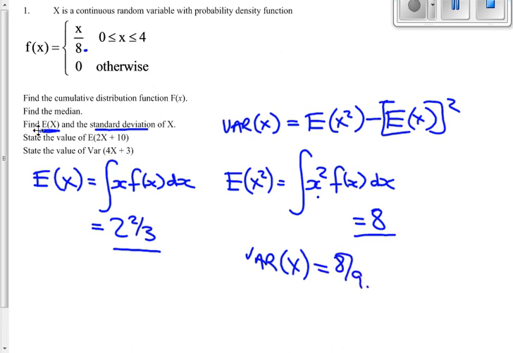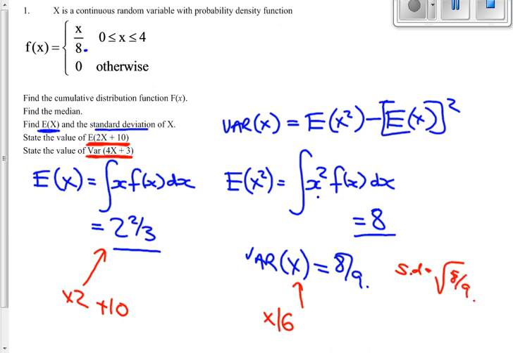Going on, we've got our linear combinations again. The expected value of 2x plus 10, so that's this one times by 2 and add 10. And the variance of 4x add 3. Well, here's the variance of x, and of course this one you times by 4 squared. You times by 16. The adding 3 has no effect. If I did want the standard deviation here, I'd just square root 8/9, and that'll give me that answer too.